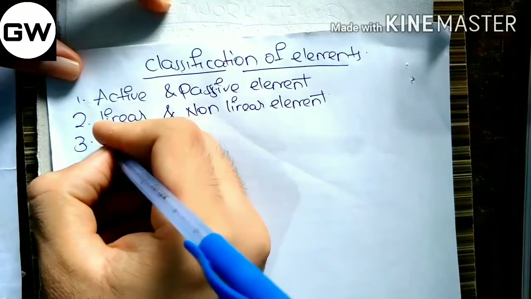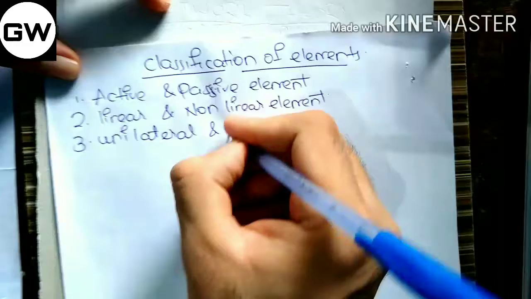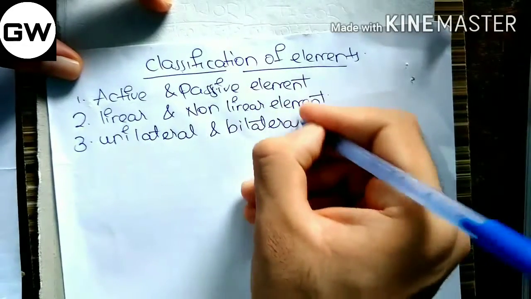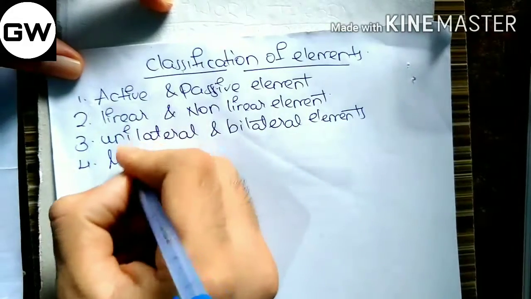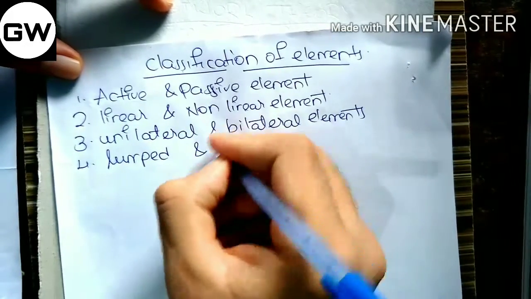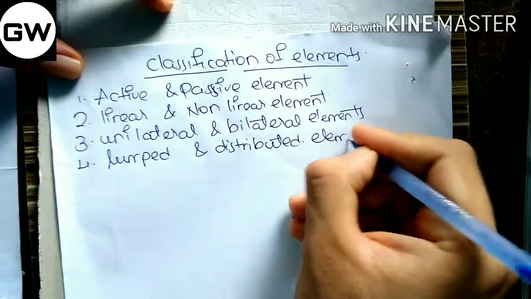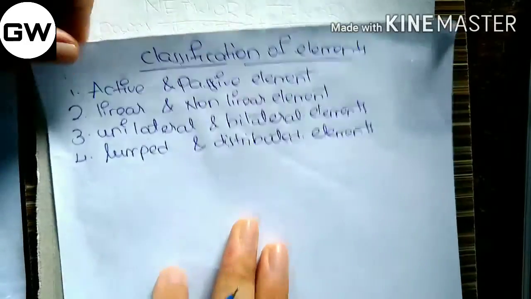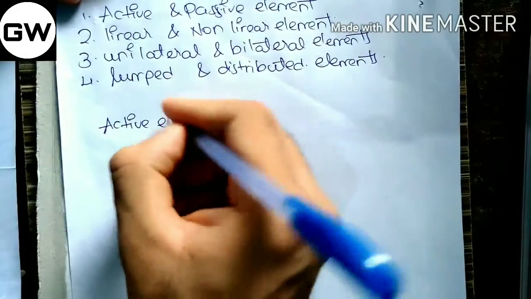Third one is unilateral and bilateral elements. Fourth category is lumped and distributed elements. Okay, so what are active elements?